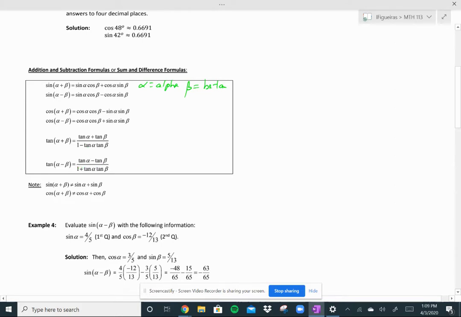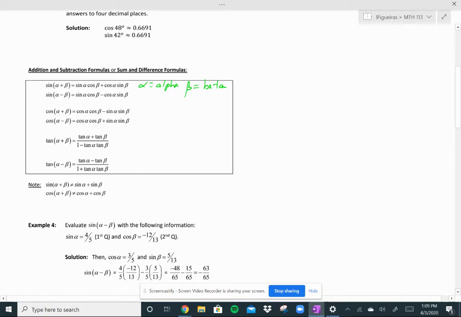All right, and here I'm just reminding you of what I stated before. These trig functions are not distributive. So I showed you sine and cosine, but it's true for all 6 of them. You can't distribute a function. So again, keep that in mind.